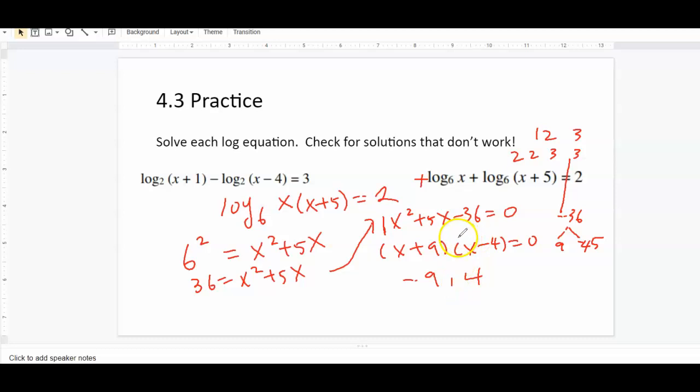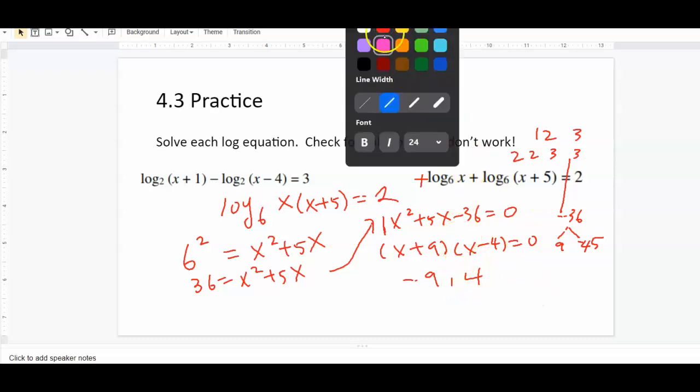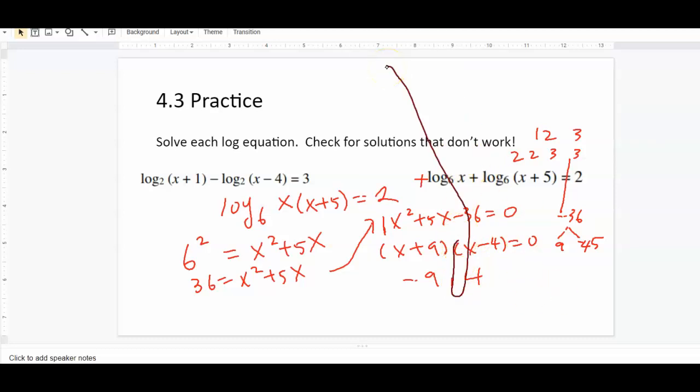All right. I got to check the answer since it's a logarithm equation. How do you check it? Plug it in. Whoa. Negative 9. Can I have a negative argument? Nope. Negative 9 is not going to work. And what about 4? 4, that works. 4 plus 5, that's a 9, that works. So the only answer for this question will be just 4.